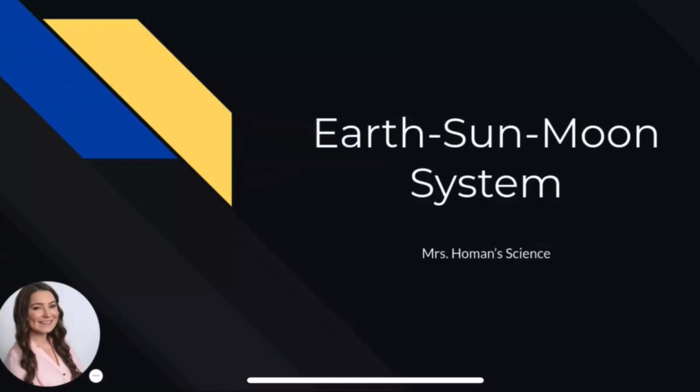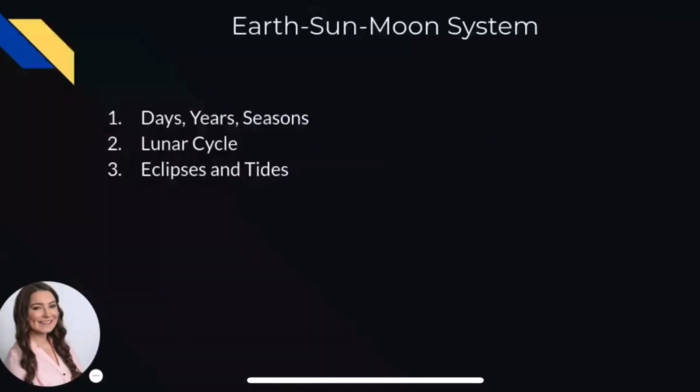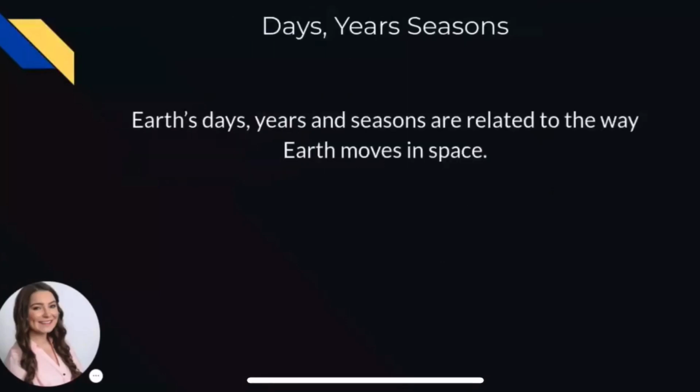Today we are starting a three-part series on the Earth-Sun-Moon system. In our first video, we will be discussing days, years, and seasons. In the next video, we will be discussing the lunar cycle, and the last will focus on eclipses and tides. So let's get started. Earth's days, years, and seasons are related to the way Earth moves in space.